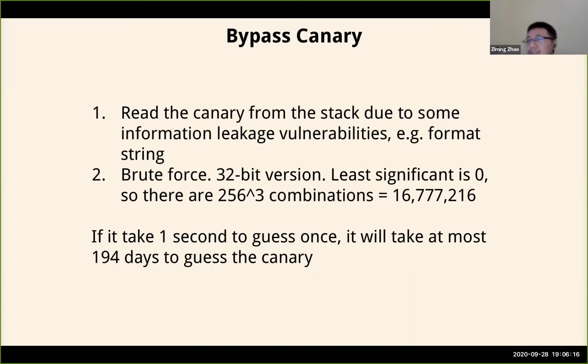Then the next approach is, like always, we can just guess. We can just brute force. For the 32-bit version, we already know that the least significant byte is always 0. So technically, there are only 3 bytes of randomness. That's still like 16 million possibilities. For the 64-bit version, obviously we have 7 bytes of randomness. So that's basically not crackable.